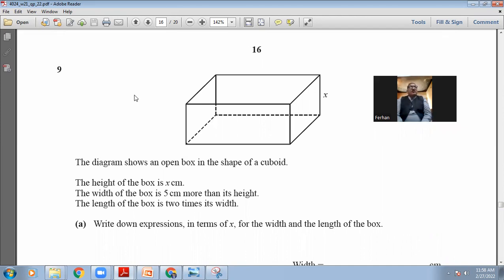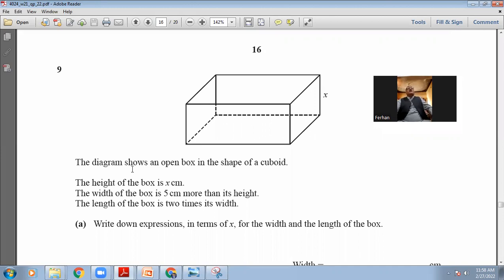The diagram shows an open box in the shape of a cuboid. The height of the box is x. The width of the box is 5 centimeters more than its height, so the width will be x plus 5. The length of the box is 2 times its width, so the length will be 2 bracket x plus 5 bracket close, which will be 2x plus 10.